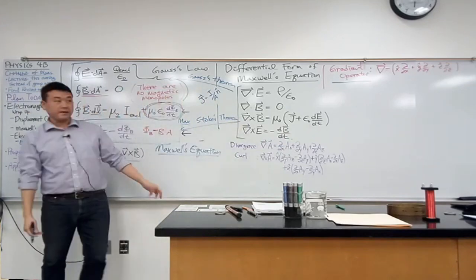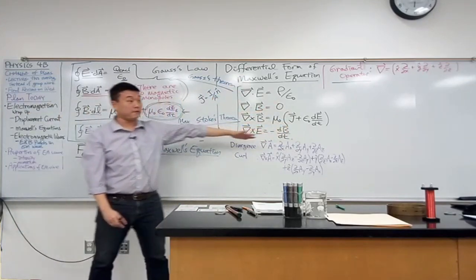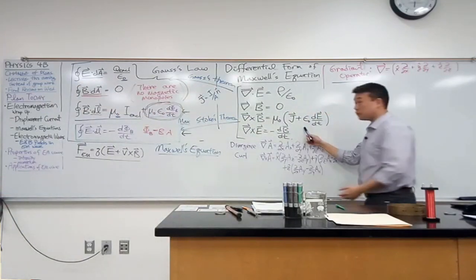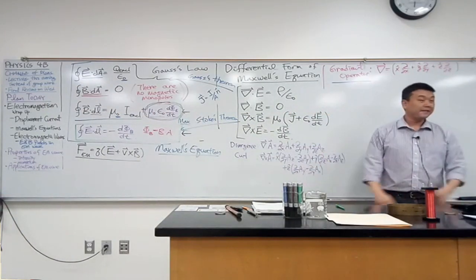So that's why this form is preferred. It's the simpler form. If you want to prove anything, it's a lot easier to start out with the differential form and then branch out from there.